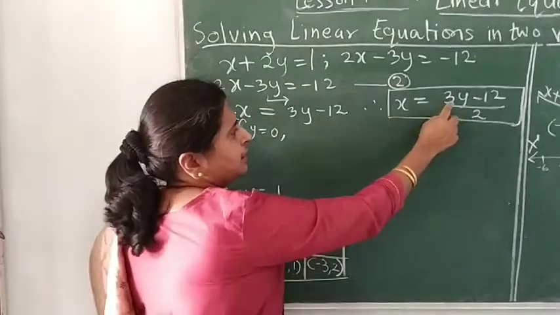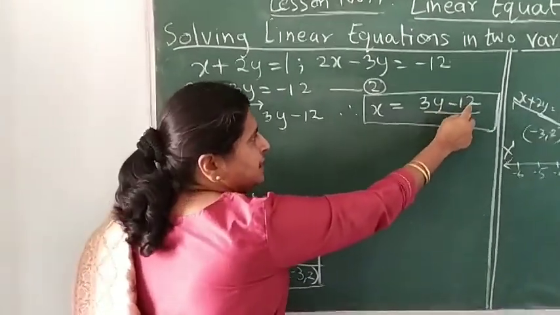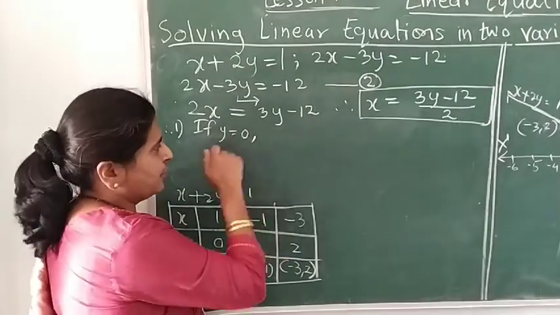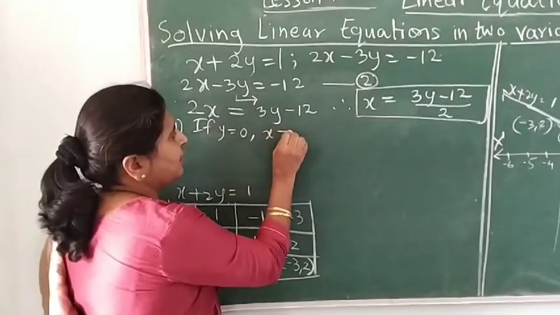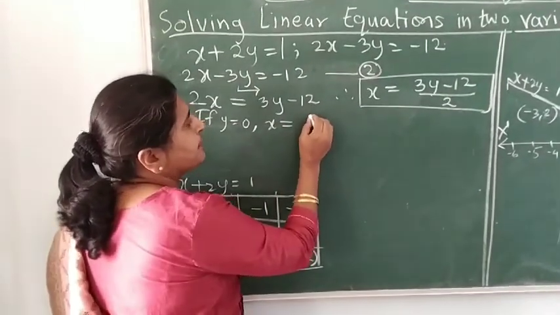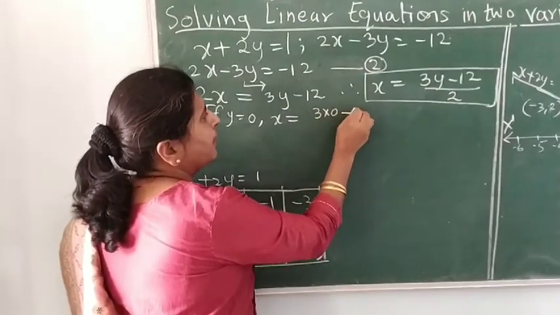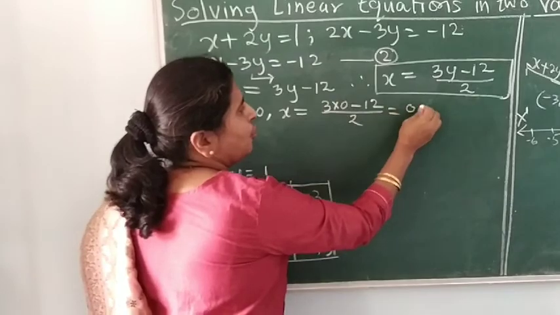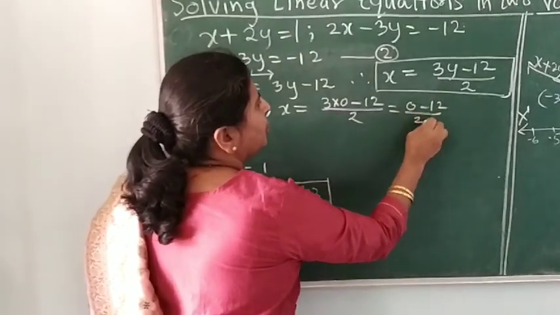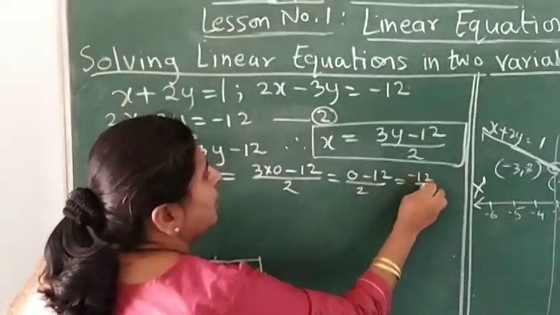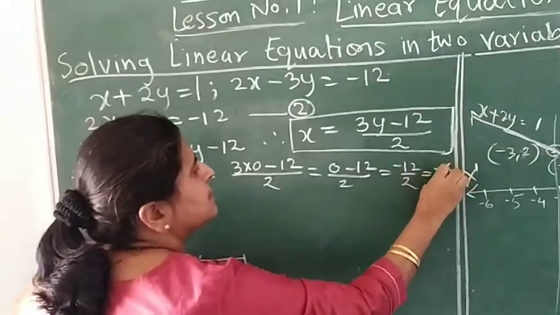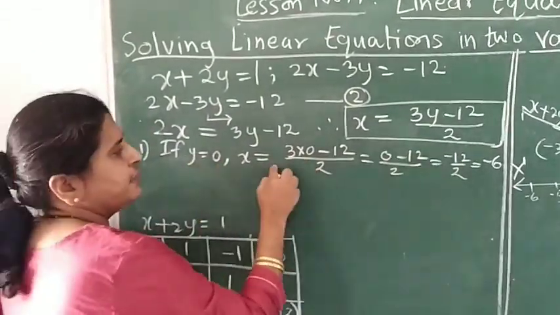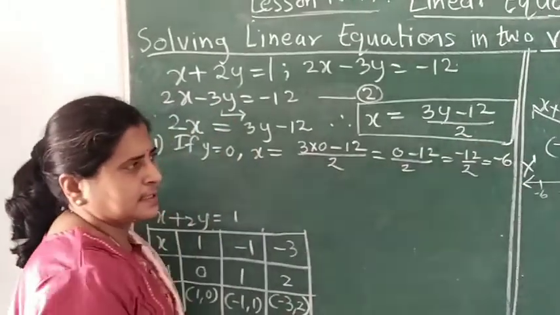Therefore, first, say y is equal to 0. Just check whether it is divisible. 3 into 0 is 0, minus 12. So minus 12 divided by 2, yes, it is divisible, so we can go for it. So what is the value of x? x is equal to (3 into 0 minus 12) upon 2. It means 3 zeros are 0, minus 12 upon 2. It is minus 12 upon 2, that is minus 6. So when y is 0, we got the value of x as minus 6.